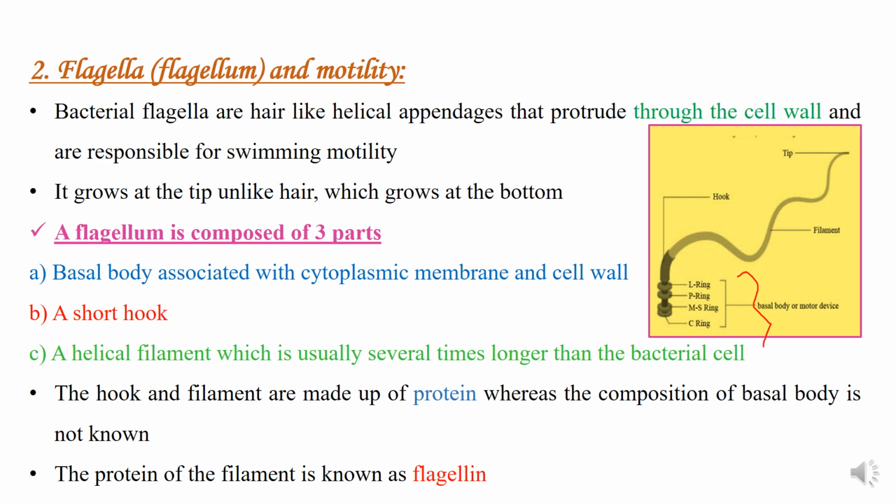Then the second portion is the short hook. Here this is the short hook, and the third one is the helical filament, which is usually several times longer than the bacterial cell. The hook and the filament are made up of protein, whereas the basal body composition is not clear, and the protein present in the filament region is generally known as flagellin.